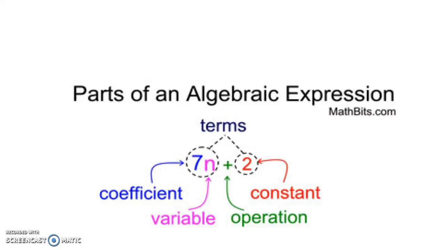Parts of an algebraic expression. I found this online, so this is a really good thing to write down in your notebook. So first, we have the terms 7n and 2. In 7n, the 7 is a coefficient. The n is a variable. The 2 is known as a constant, and they're connected by an operation, which is addition.